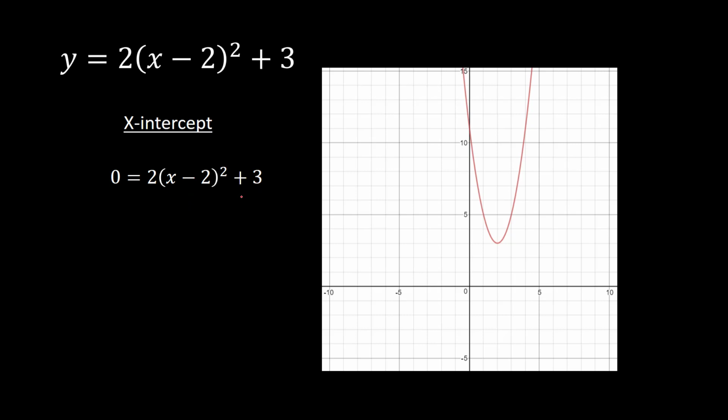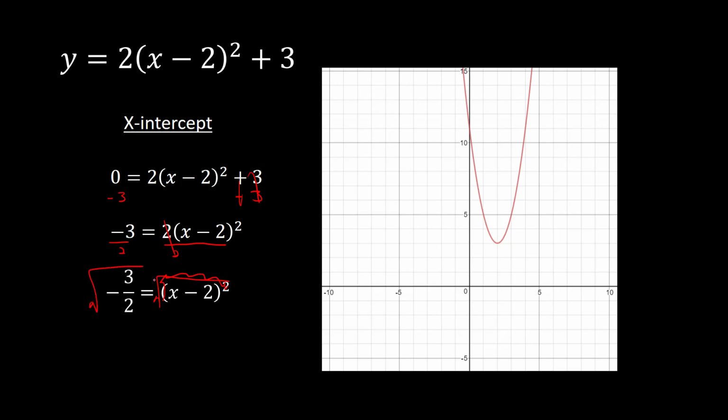Well, if I solve this for x, what I do is I subtract 3 from both sides to get the x squared term by itself. So we get -3 = 2(x - 2)^2. Get rid of the 2 by dividing. So now I have -3/2 = (x - 2)^2. And then to solve for x, I can get rid of the squared by taking the square root of both sides. When I take the square root of both sides, now I have x - 2 = plus or minus the square root of -3/2.